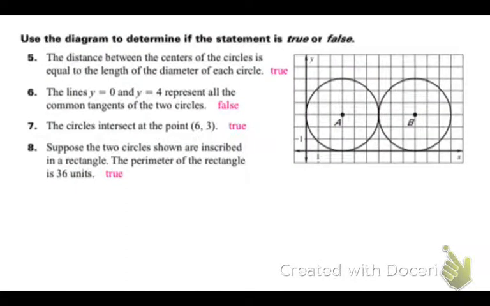Okay, so use the diagram to determine if the statement is true or false. So number 5, the distance between the centers of the circle. So the centers of the circle are A and B, and we're looking at that distance, is equal to the length of the diameter of each circle.